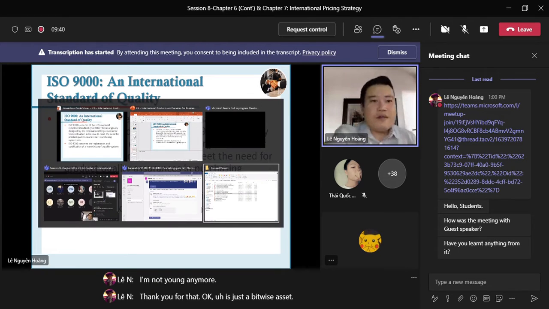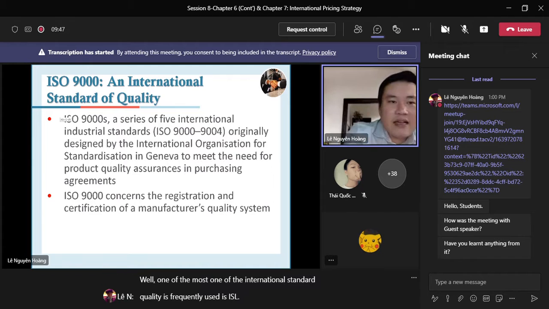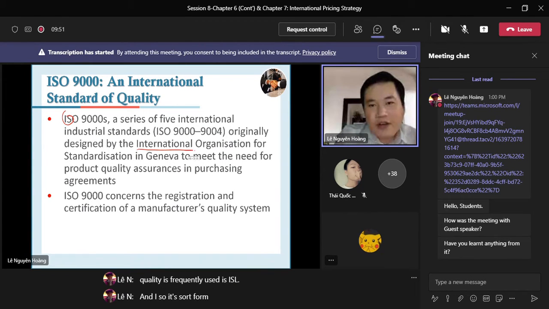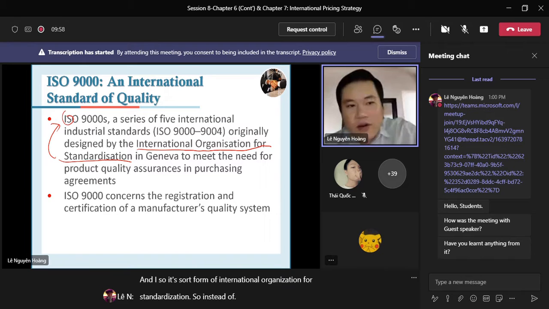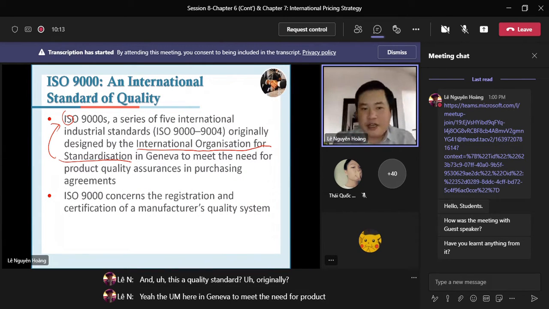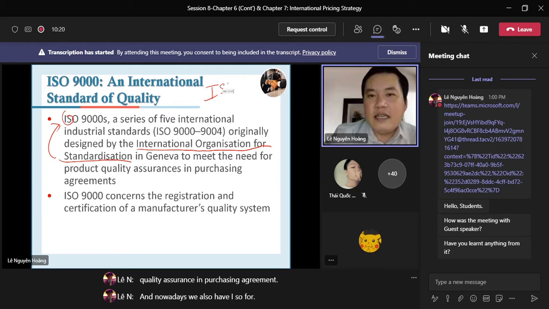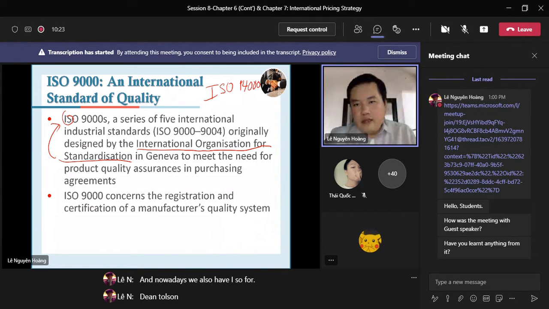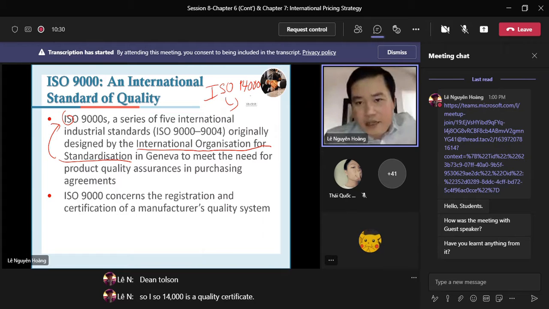One of the international standards of quality that is frequently used is ISO, a short form of International Organization for Standardization. So instead of saying IOS, we call it ISO. This quality standard was originally designed in Geneva to meet the need for product quality assurance in purchasing agreements. Nowadays we also have ISO 14000, a quality certificate for green production processes.